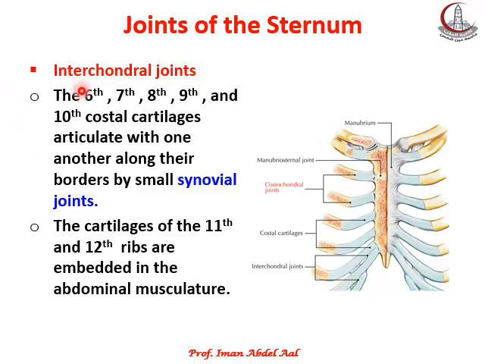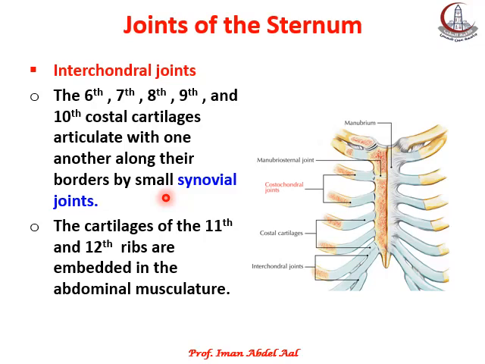So the interchondral joints are the 6th, 7th, 8th, 9th, and 10th costal cartilages articulating with one another at their borders by what we also call synovial joints. These joints are small. So the interchondral joints are the joints between the 6th, 7th, 8th, 9th, and 10th costal cartilages by small synovial joints.